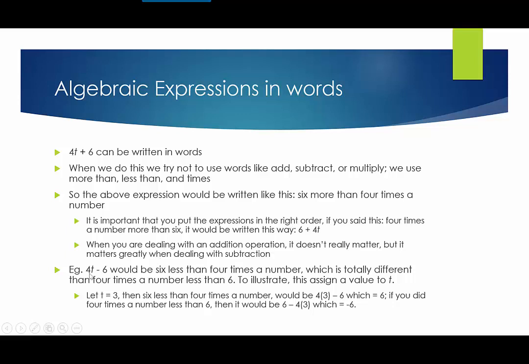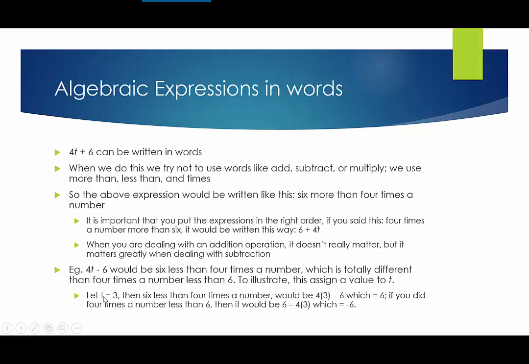Okay, so 4t minus 6 would be 6 less than 4 times a number. Okay, so we've got our 4 times a number, and it's 6 less than that. So you have to write it almost backwards. So, 6 less than 4 times a number. And again, this is totally different than 4 times a number less than 6, which would be the other way around, which would be 6 minus 4t.